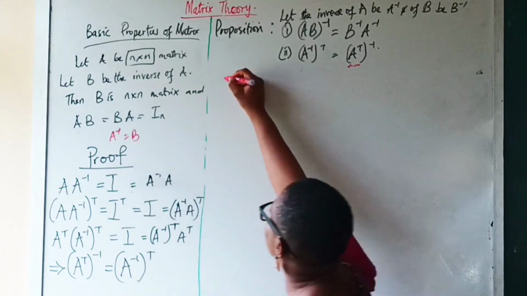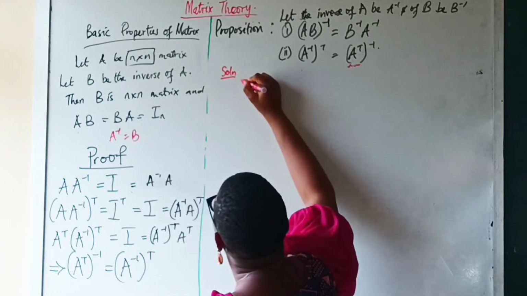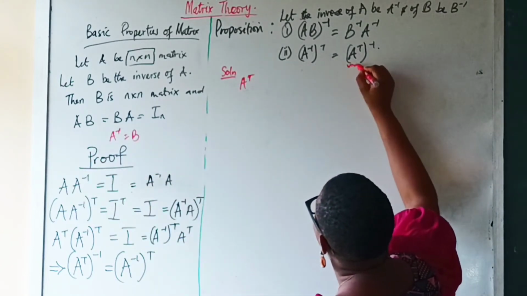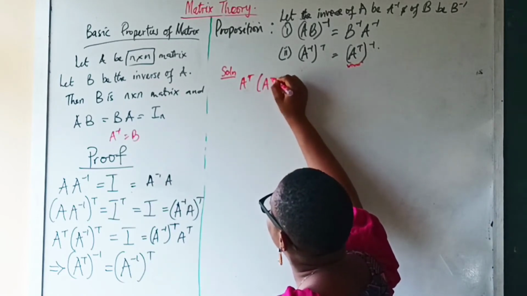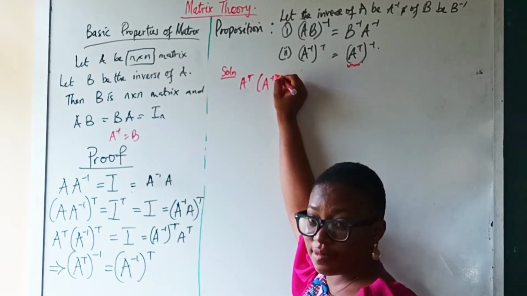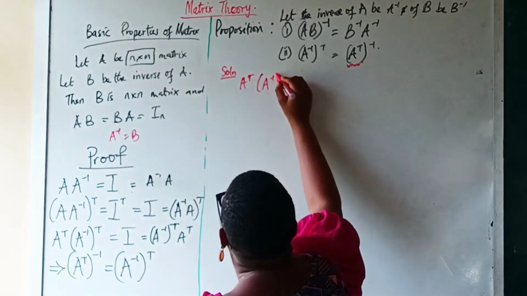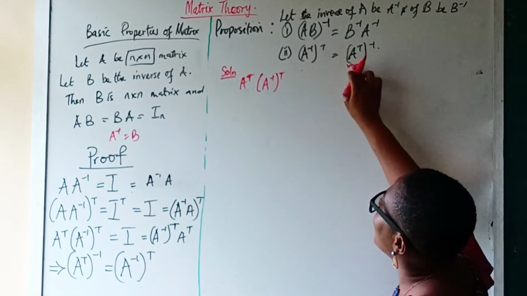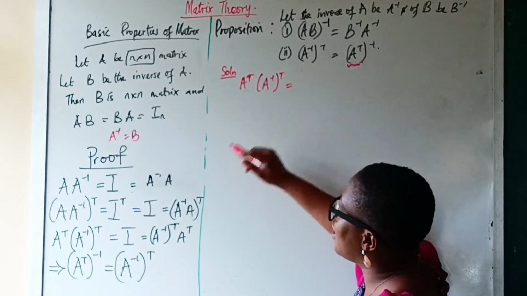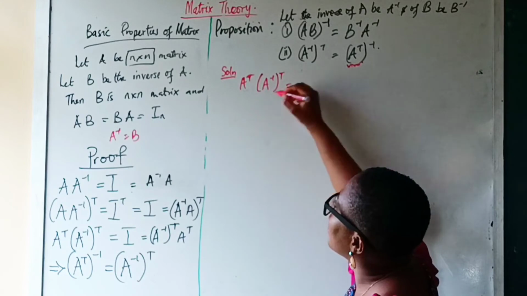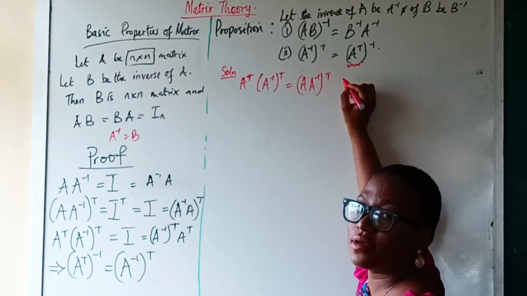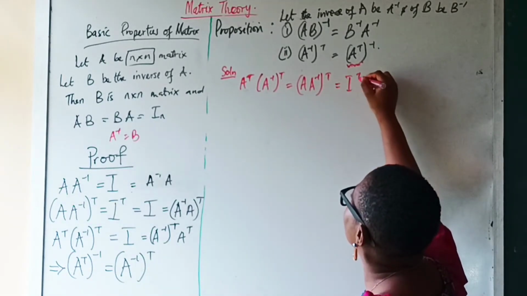Okay. So, solutions. I have A transpose, which is my A, times A inverse transpose. Okay. So I'm multiplying this with this. But by that hint I gave you, this is A inverse A transpose, which is equal to I transpose equal to I.